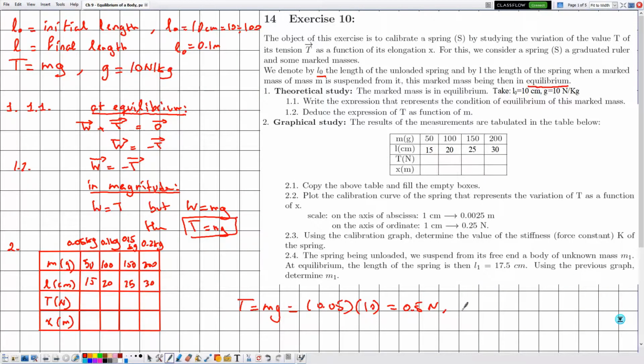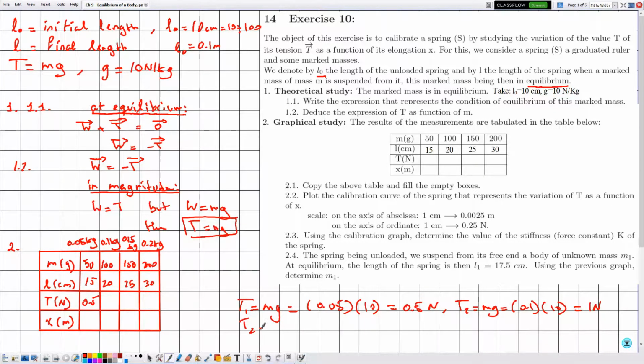Now as for the other tension, so let me say this is T1, so this is 0.5. Here we don't include any unit because the unit is included in the first column. As for the tension T2, which is equal to M multiplied by G, which is equal to 0.1 multiplied by 10, which is equal to 1. Everything is expressed in the SI, so this is 1 in newtons.